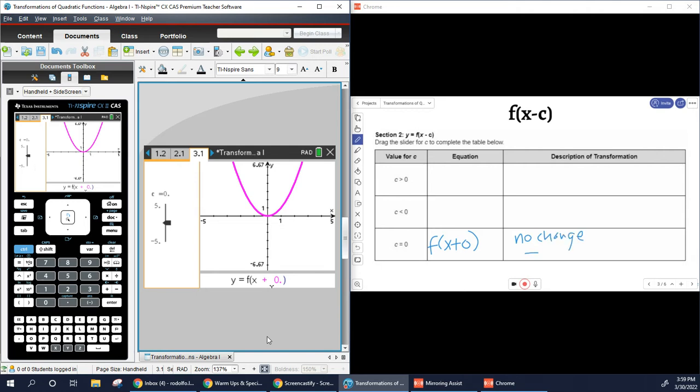This is the parent function. The parent function is the original function, right? X squared. So there's no changes. Now let's look at what happens when we do plus, the positive. If we move it to positive 3 as an example, here in the thing I'm looking at c equals 3. But notice how inside the parentheses it's minus 3.